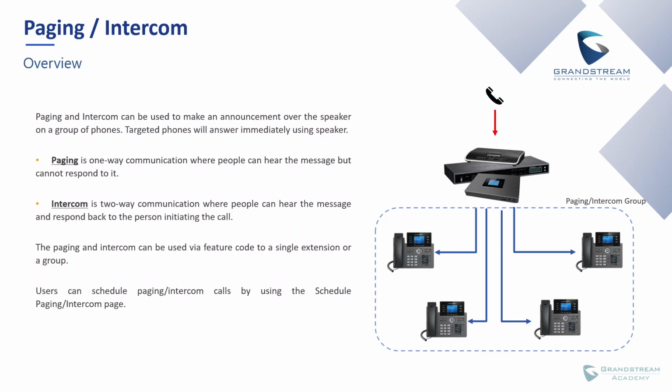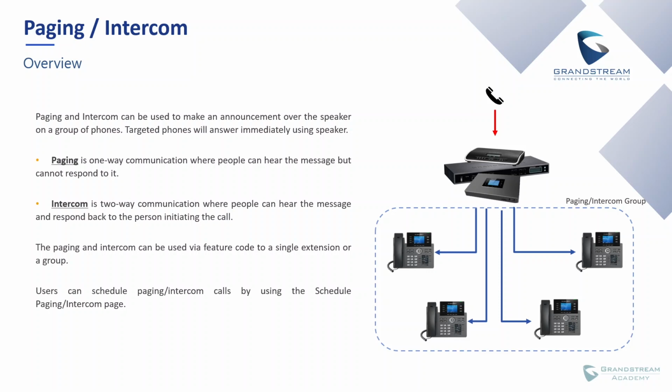Paging allows users to ring a group of extensions and make an announcement via the phone speaker. The called party will not need to pick up the handset as the audio will be played via the phone speaker. The person paging will not hear any audio back from the people being paged. The intercom feature allows a phone system user to make an announcement to a single extension or a group of extensions. In this scenario, the audio is two-way and the called party can respond immediately without picking up the handset. Paging and intercom can also be scheduled on the UCM, and you can choose the right prompt as the announcement.